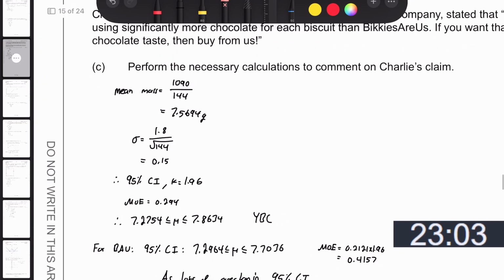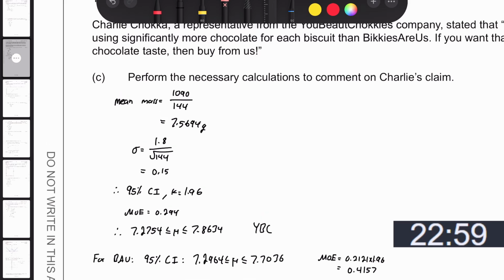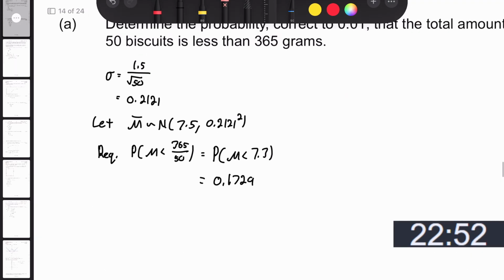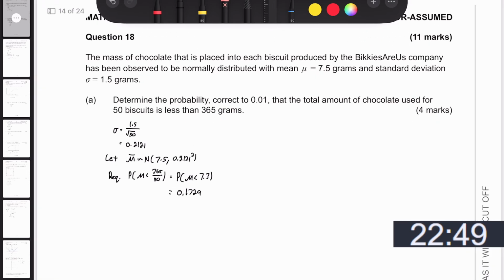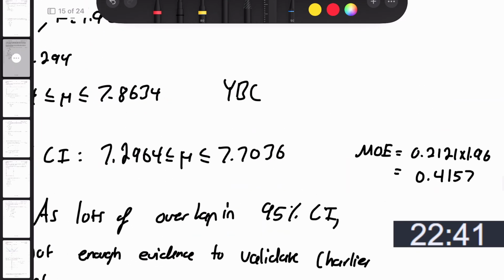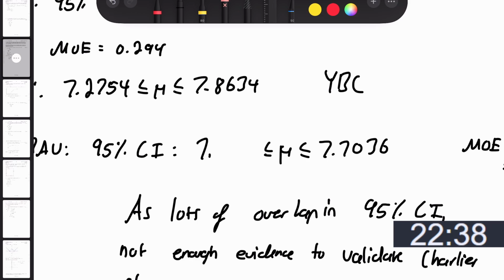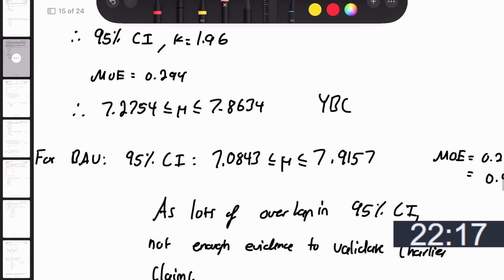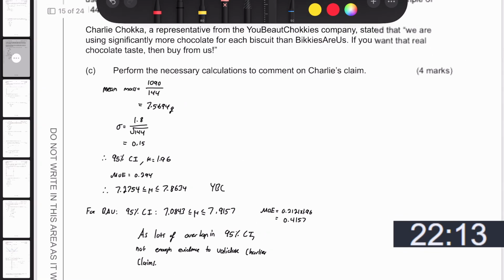I think we're going to get a bit off. 4157. 7.08. Oh, 843. I actually had this wrong. I'm going to do plus 7.9157. Lots of overlap in that. Enough evidence. Oh, for that.